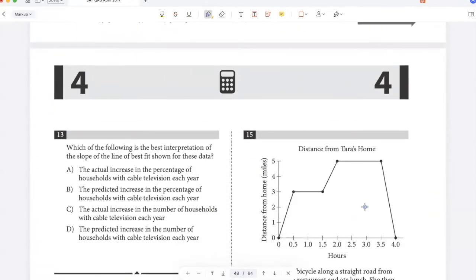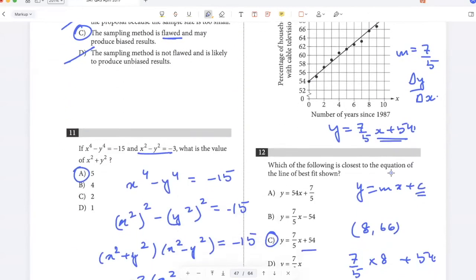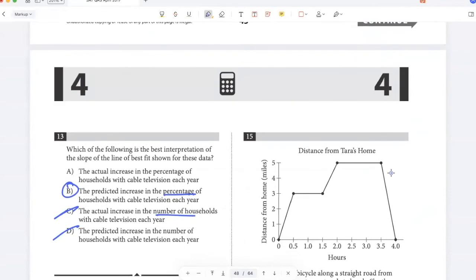The actual increase in the percentage of households with cable TV each year, the predicted increase in the percentage of households with cable TV each year, the actual increase in the number of households, the predicted increase in the number of households. So C and D are out because we are not talking about number, we are talking about percentage. And between A and B, I think B is better because this is a line of best fit, right? This is not the actual increase. This gives you the predicted increase based on some data points. So predicted is a better answer than actual, B.